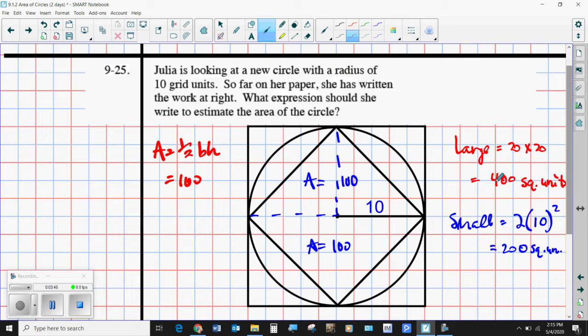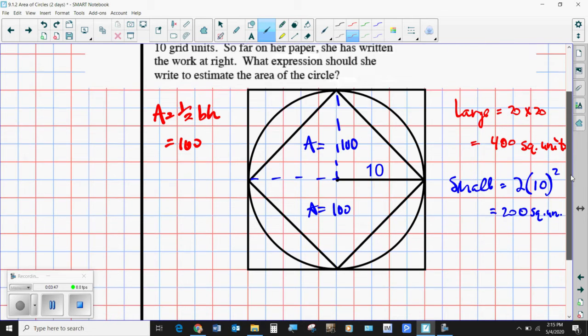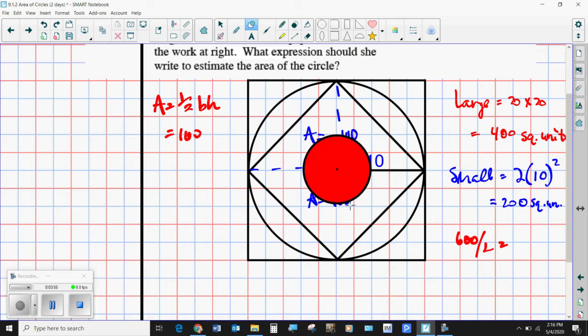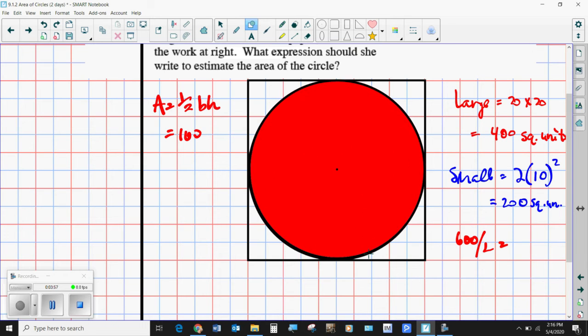So what's the average of 400 and 200? Well, they add up to 600, and 600 divided by 2 means that this circle must have an area of about 300 square units.